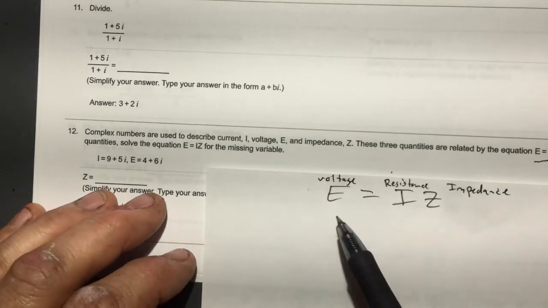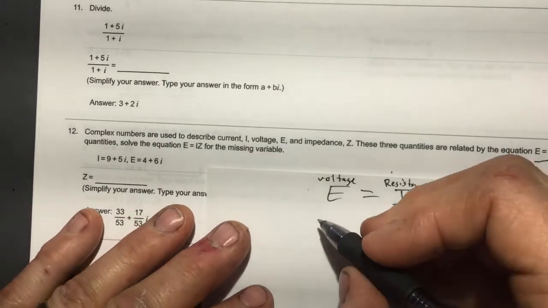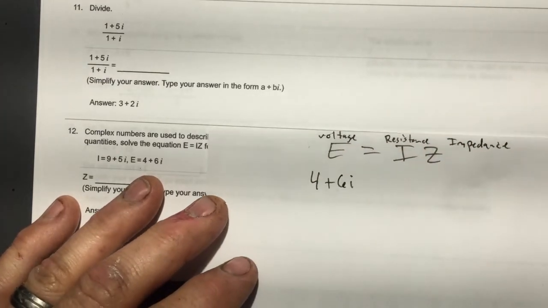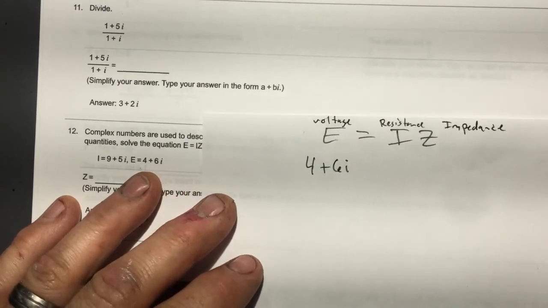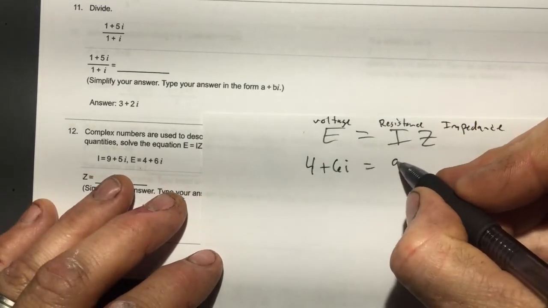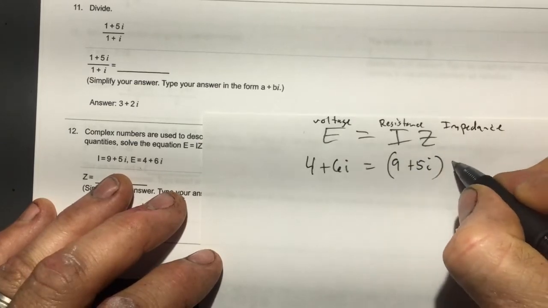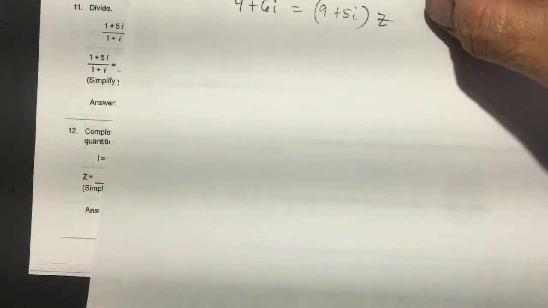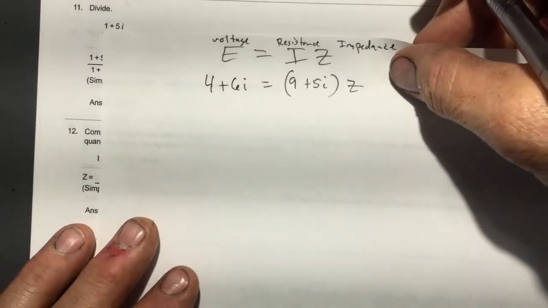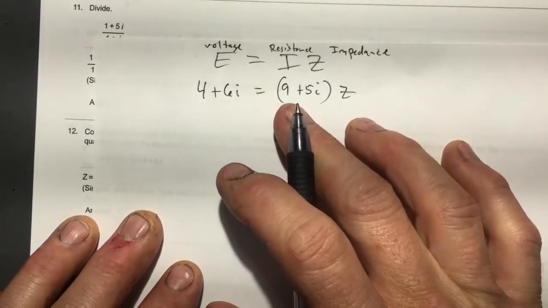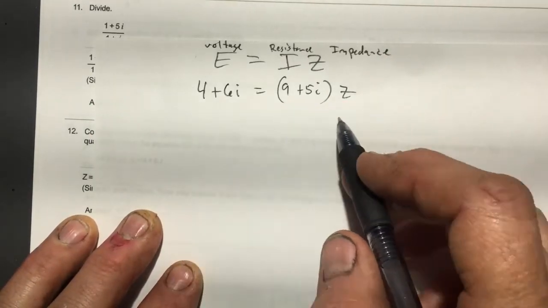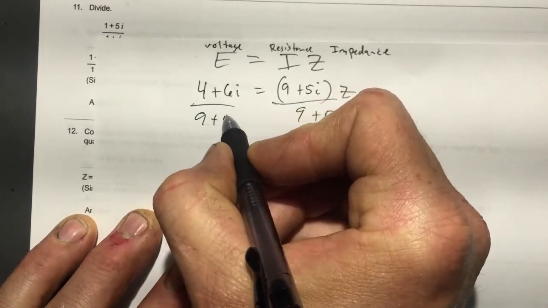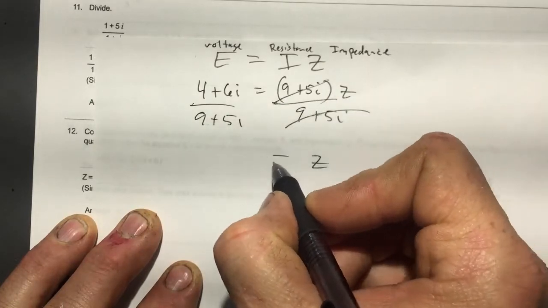But now it tells you the I and the E here. So the E, it says, is 4 plus 6i. And it tells you that the I is 9 plus 5i. It's Z we don't know. So I need to solve and figure out what Z is. To solve this, I'm going to have to divide both sides by 9 plus 5i, make this cancel off. Z is going to equal this right here.